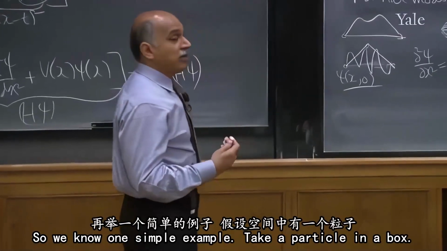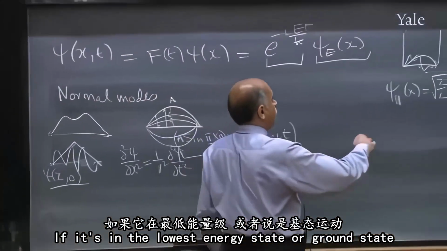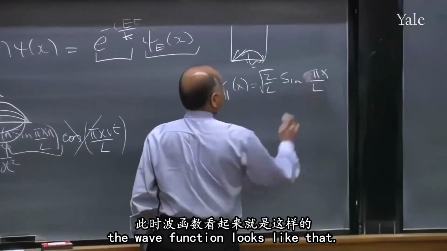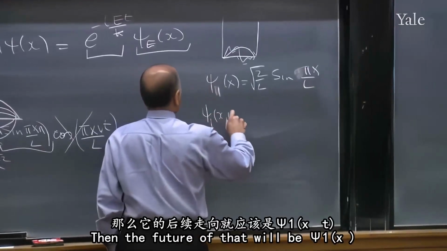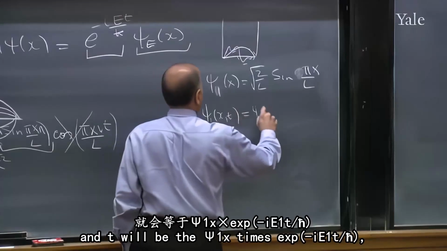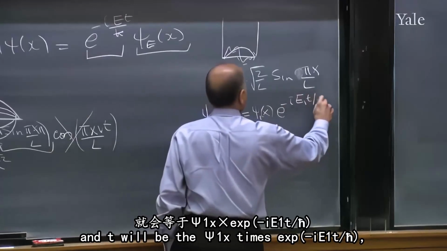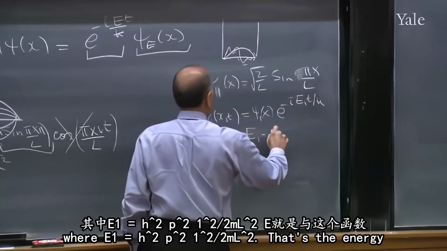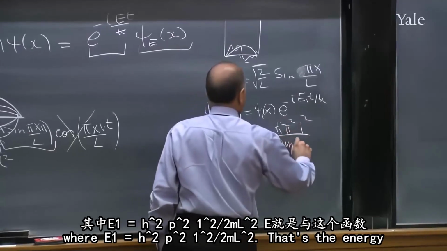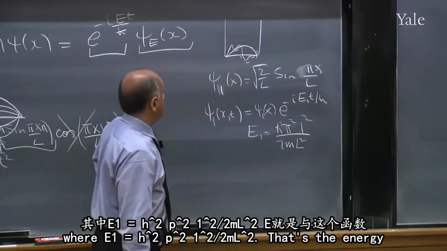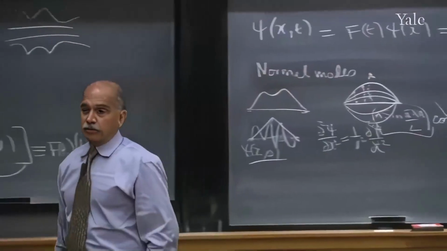So we know one simple example. Take a particle in a box. If it's in the lowest energy state or ground state, the wave function looks like that. Then the future of that, psi 1 of x and t, will be this psi 1 of x times e to the minus i E1 t over h bar, where E1 is h bar squared pi squared 1 squared over 2m L squared. That's the energy associated with that function. That's how it will oscillate.